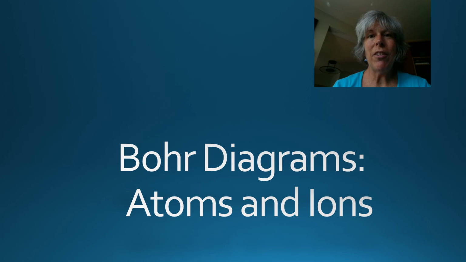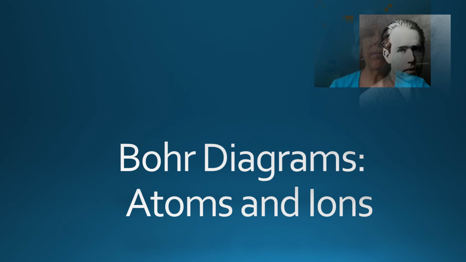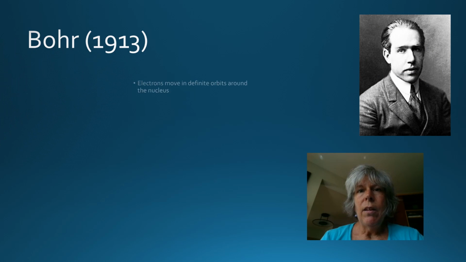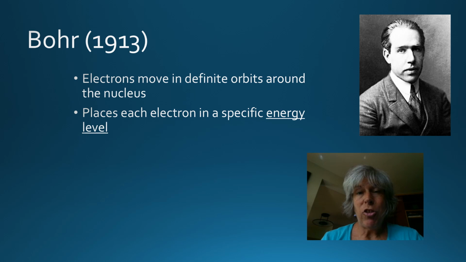Hi, I'm going to talk to you today about Bohr diagrams and how we model atoms and ions. So you learned a little bit about atoms in the last chapter. You learned that protons and neutrons are found in the nucleus of the atom and that the electrons are flying around the nucleus. A guy named Niels Bohr in 1913 said that the electrons move in definite orbits around the nucleus, sort of like the planets around the sun, and he put each electron in a specific energy level.